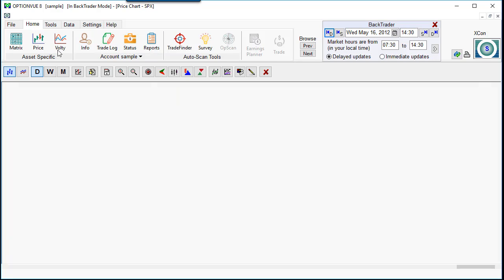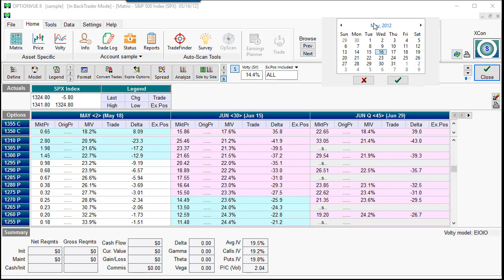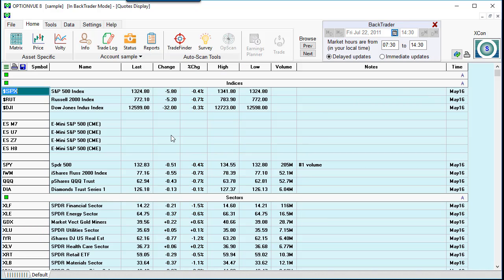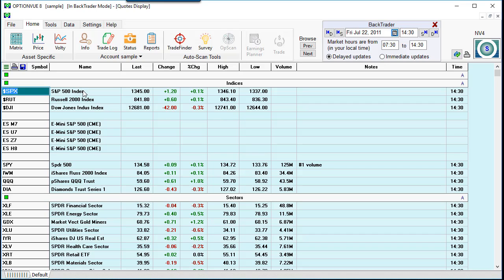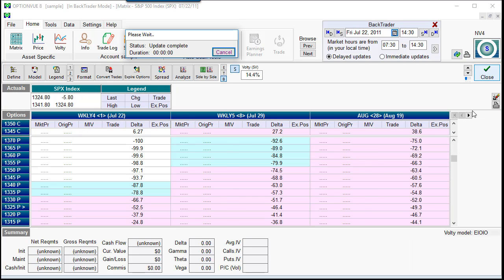But let's do this. So I do want to show you. Let's say that we go right back in here. All right. We'll say the end of July 2011. All right, so let's just say we go right here, July 22nd. Right before, it wasn't as significant as 2008, but it was a pretty harsh move down.